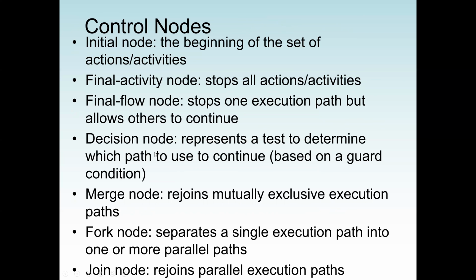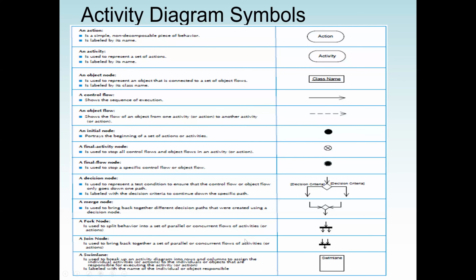Then the decision node, to test a condition and make a decision. So it is a test to determine which path to use to continue. Then the merge node means we rejoin mutually exclusive execution paths. Then we have the fork node. This will separate a single execution path into one or more parallel paths. The join node normally will rejoin parallel execution paths.